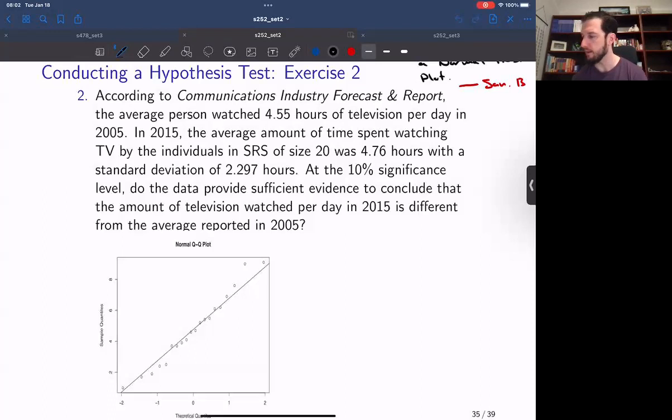The last 2 examples, so the one we finished off with last class and the one we're going to start with today, are focused on the same goal, but in this case, sigma is unknown. And as a result, we have to use a student t distribution.